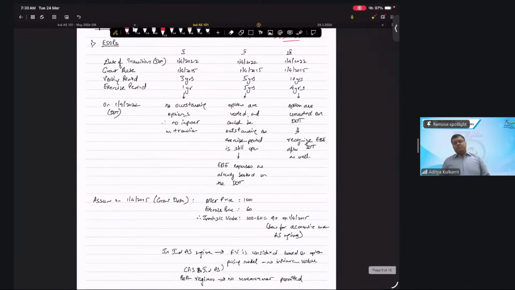Third case, the last case of ESOPs. You have issued stock options, then you transition to Ind AS, and then the grant date gets over. Then you have your exercise period. So in the third case, your transition date exists in the middle of the vesting period. Are you able to understand? Are you able to follow?